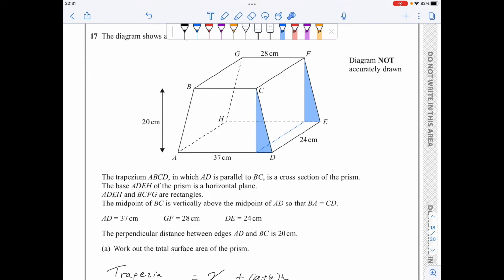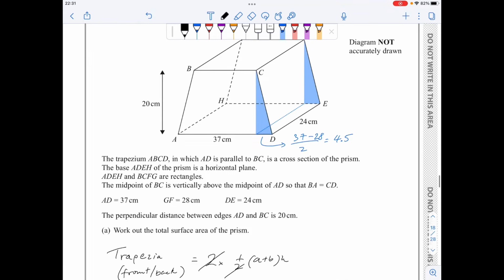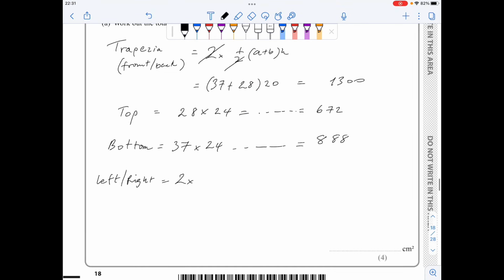So I can subtract 37 minus 28 over 2 to find that side. Let's do this: 37 minus 28 over 2, which will give me 4.5. And now I'm going to use Pythagoras theorem, because those blue triangles are right angle triangles, to find the side CD. So let's go somewhere here below.